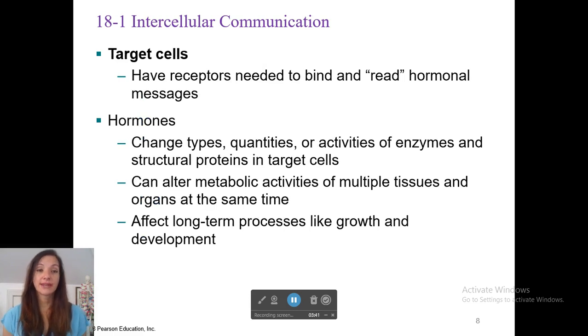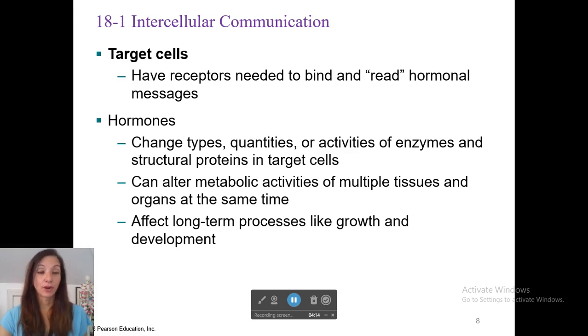So I mentioned target cells, and target cells are the cells throughout the body that have receptors that can accept or read the chemical messengers. So not all cells of the body, for instance, are going to be able to respond to estrogen or testosterone. Only select cells that have the receptors are going to be able to respond to those hormones.